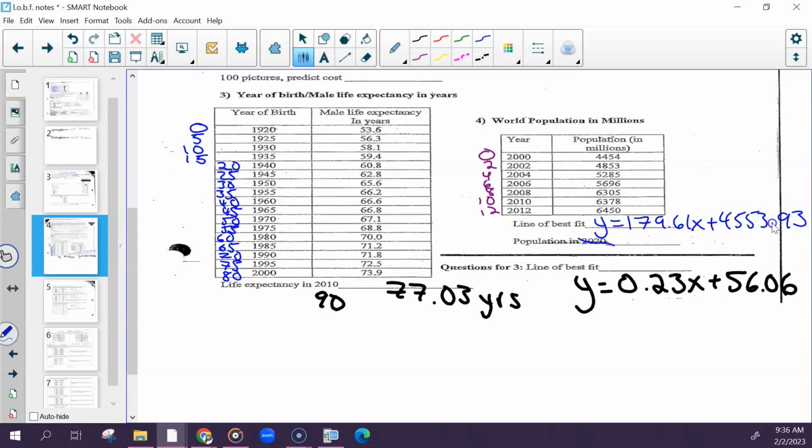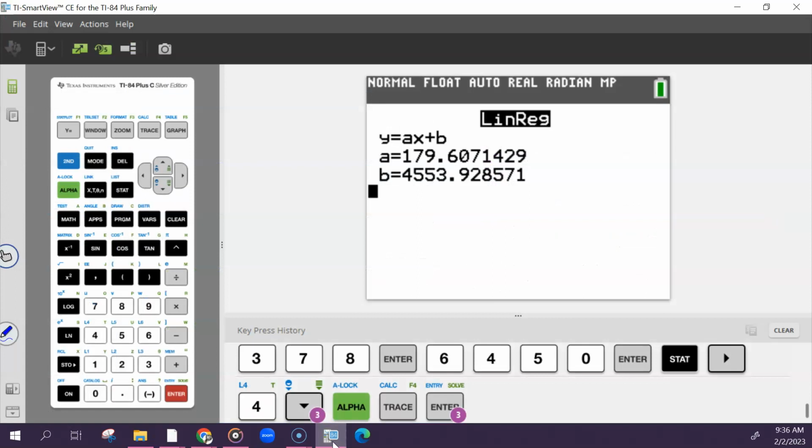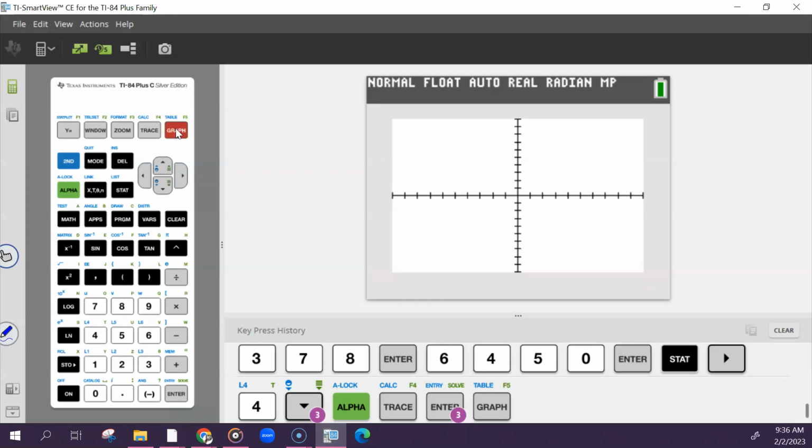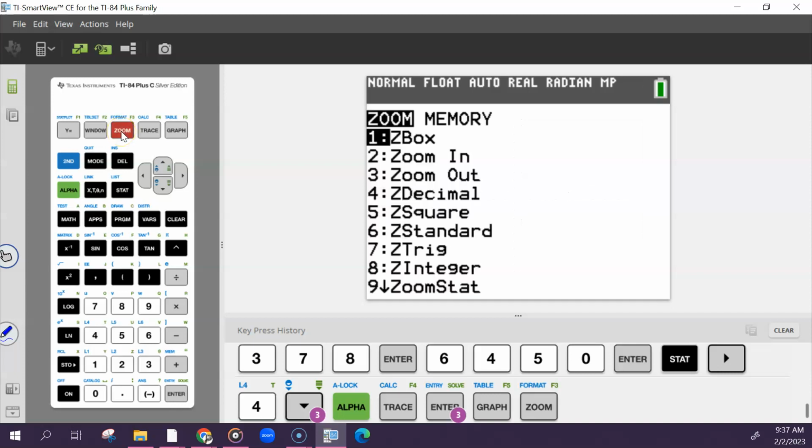Was how many years since 2000? So that's what you would change that to. So if you're in Desmos, you can do x equals 20, do it in the table, either or. If you're in the calculator, either look in your table, do the value, either or. I'm going to do the value graph. You won't see it because the numbers are really big. So I'm going to go into Zoom.